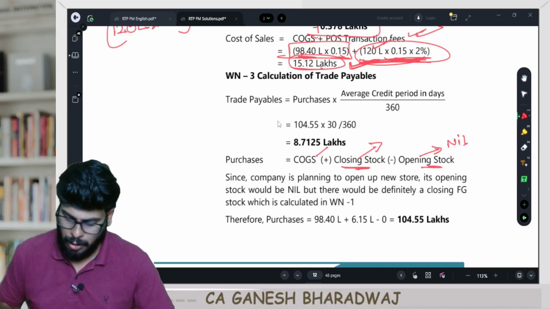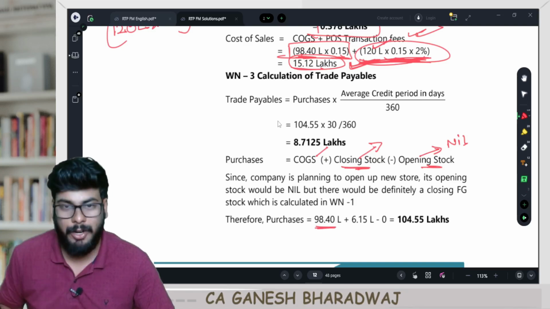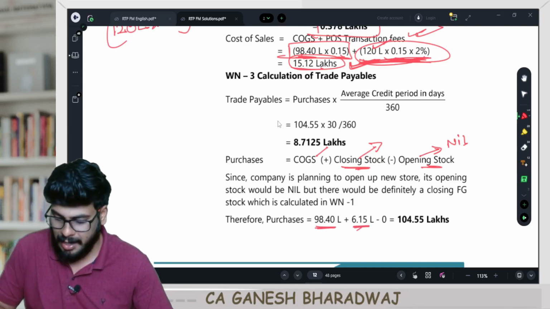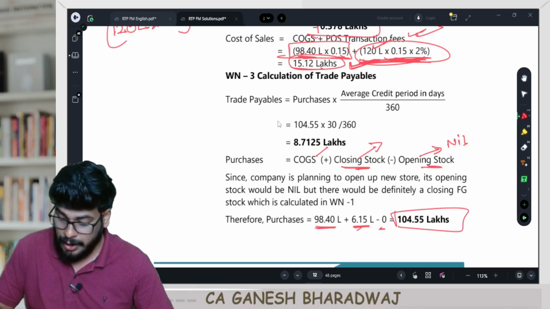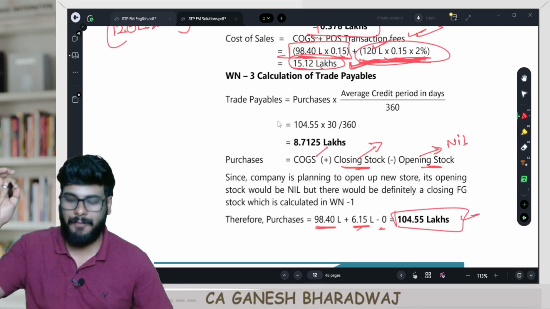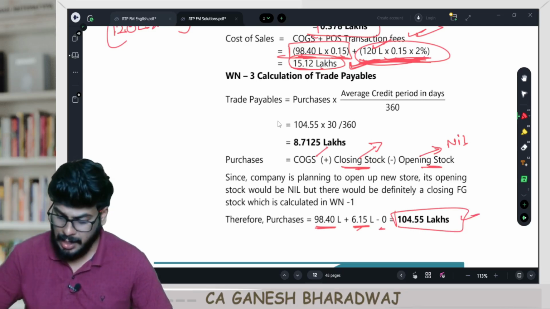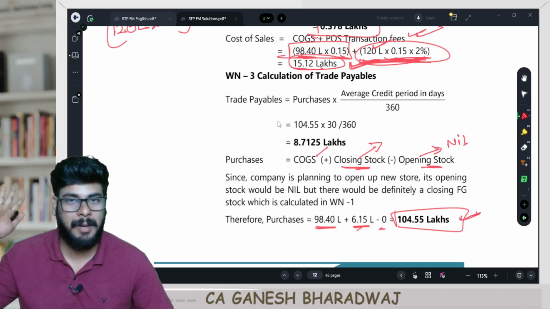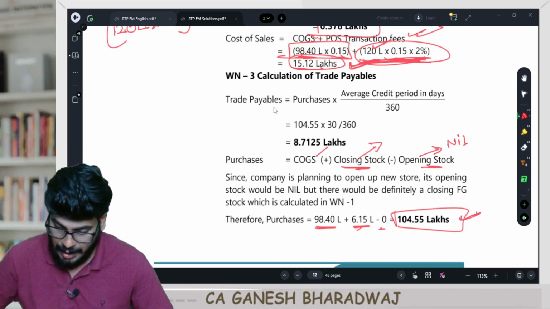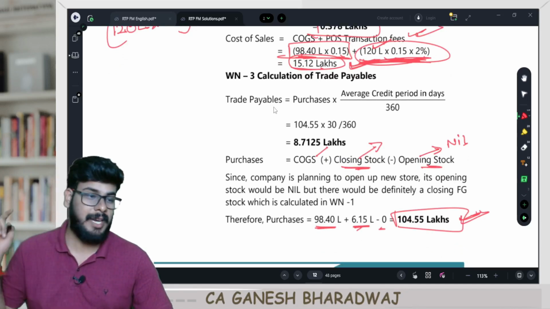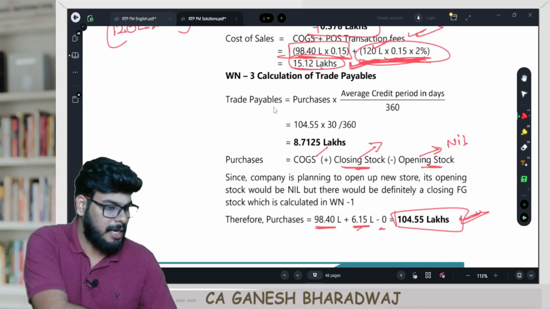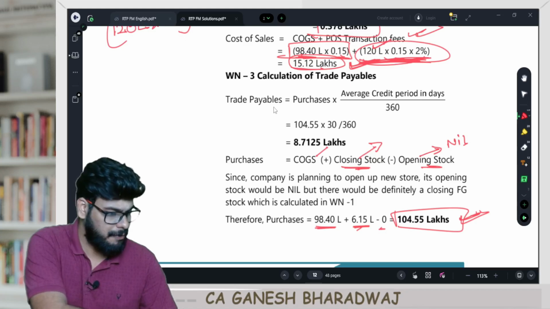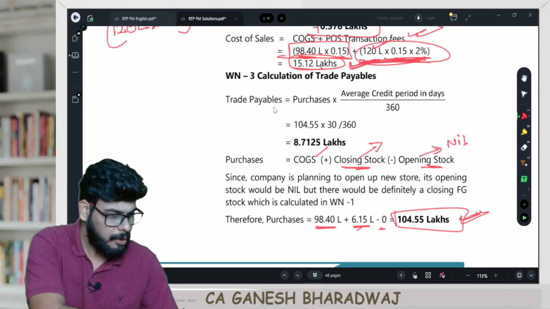So basically, the total purchases is going to be 98.4 lakh plus 6.15 lakh minus 0. This is the total annual purchase of 104.55 lakh. Are you clear with this, guys? Now, this is the total purchases made in a year. But what is the credit period these guys are ready to give? You can just see in the question.